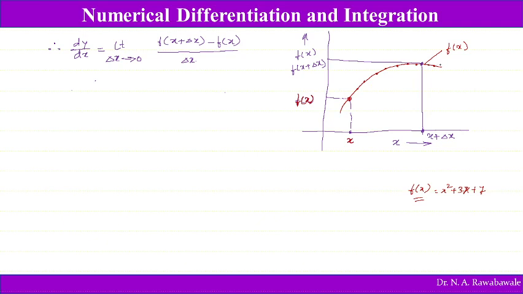Now if we see here, this distance, delta y, is the change in the function, whereas this distance is the change in the independent variable, that is delta x. So this is delta x, this is delta y. Now what is this integration that we want to see?